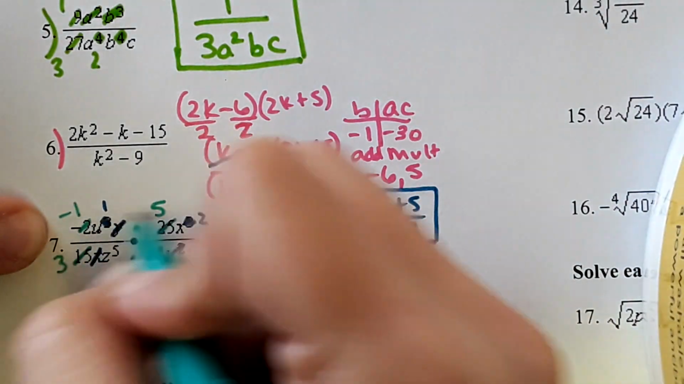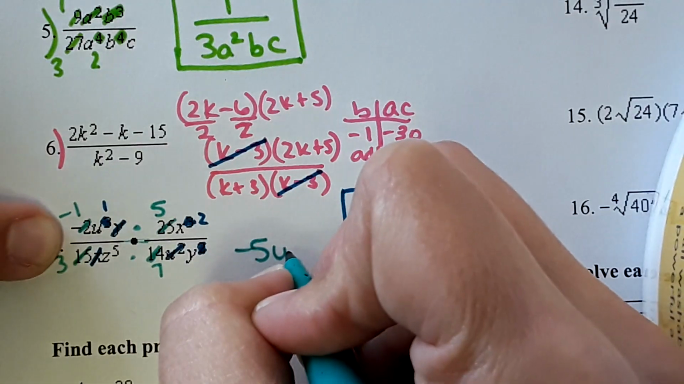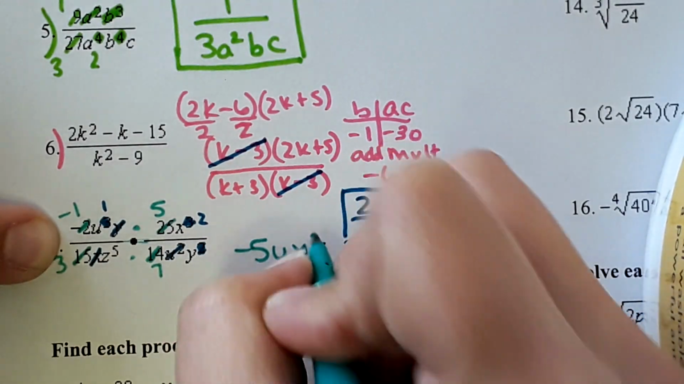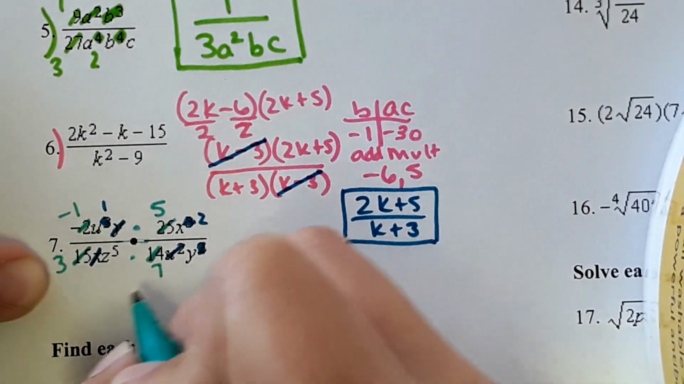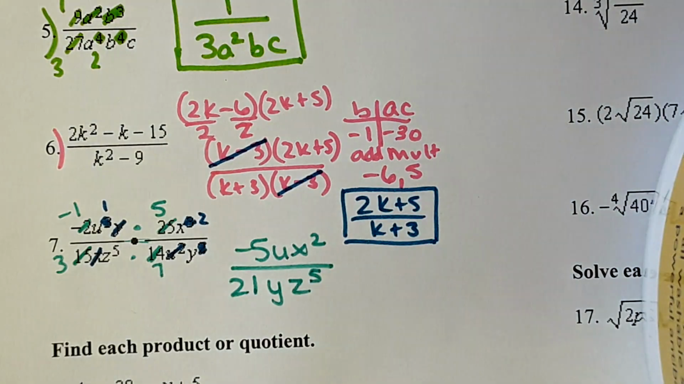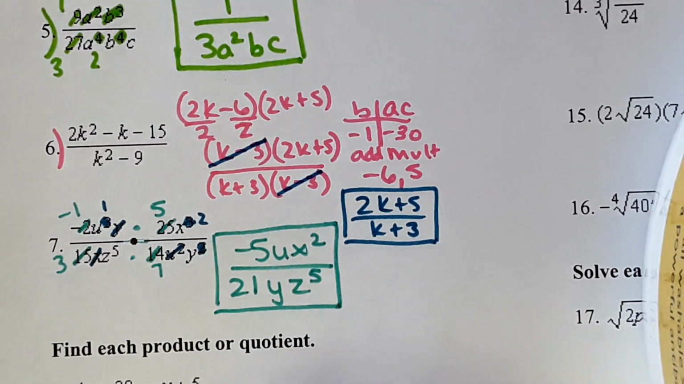But let's see, negative 1 times 5 would be negative 5. I have one u here, and an x squared. And then on the bottom, 3 times 7 is 21. I have a y and a z to the 5th power. And when I wrote the letters, I wrote them in alphabetical order as well.